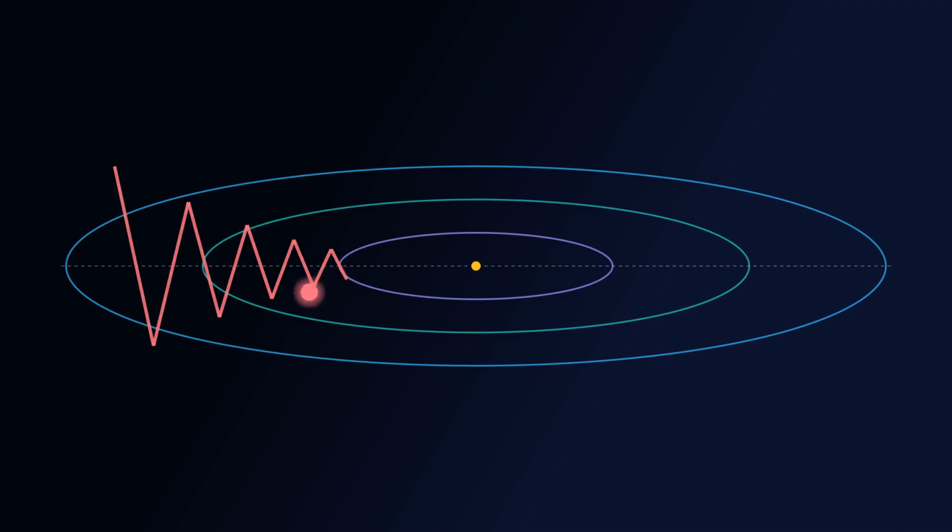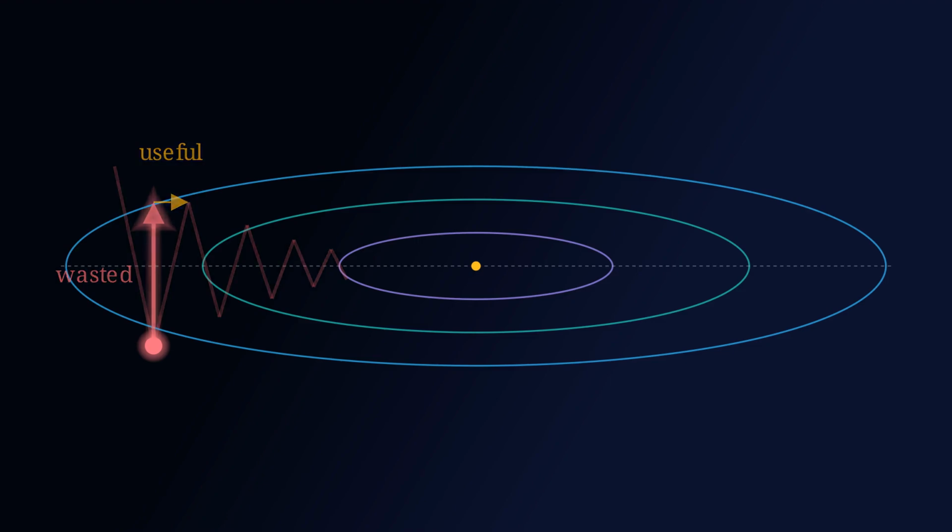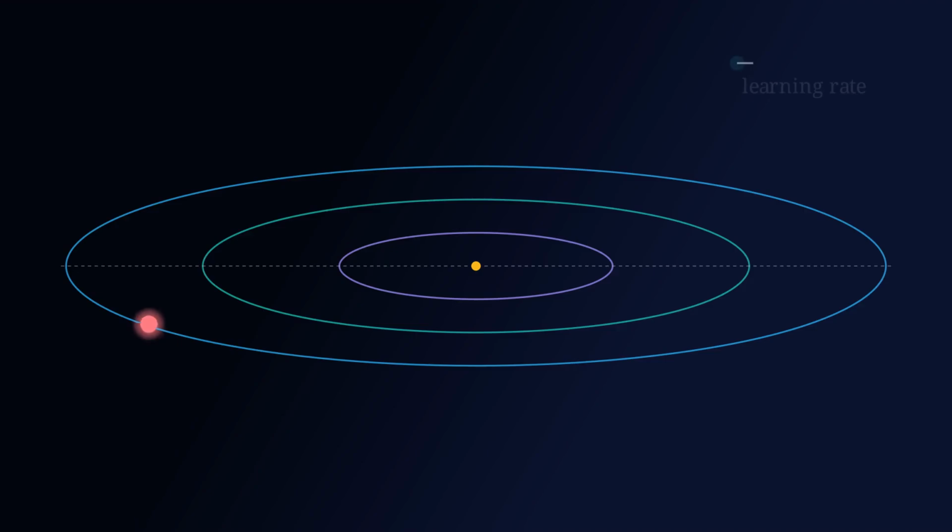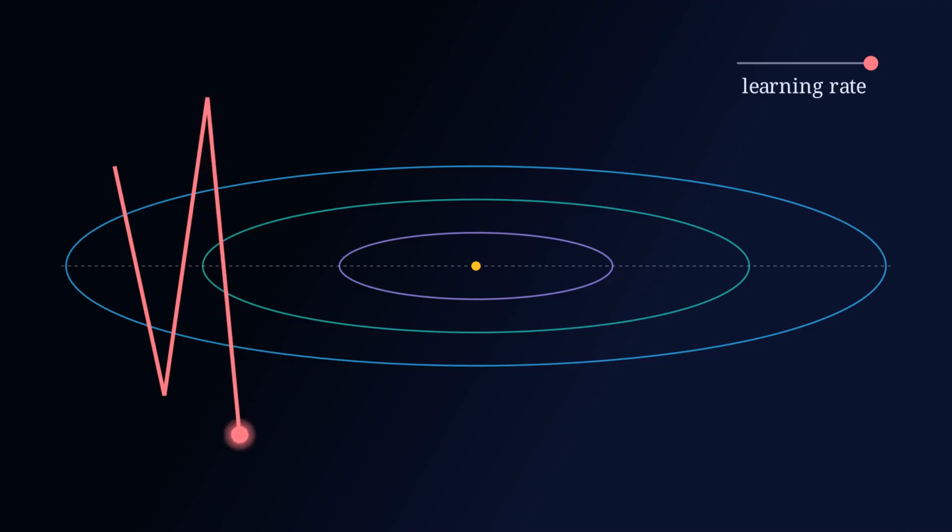This is the notorious zigzag. Almost all of each step's energy is wasted bouncing sideways across the narrow direction, while progress along the long direction, the way that actually matters, crawls forward at a painful pace. And we can't simply crank up the learning rate to hurry along the flat direction, because the same big step in the steep direction would overshoot even harder and diverge. The steep direction holds our learning rate hostage. This is the core pain of gradient descent.